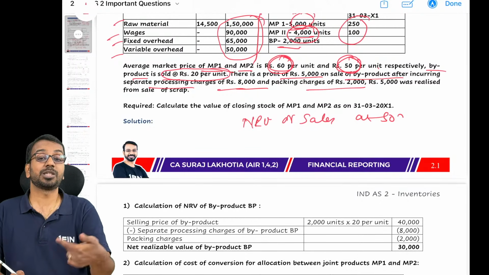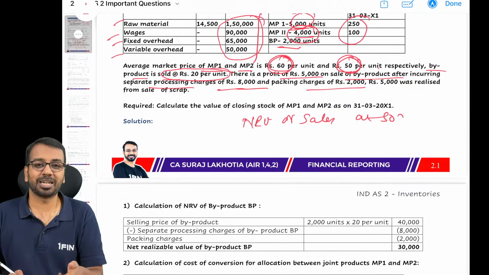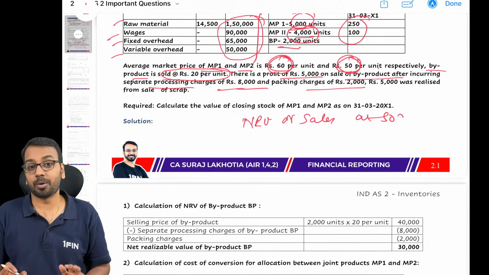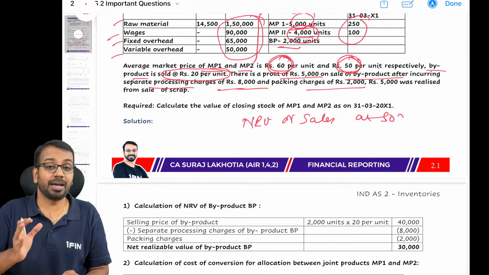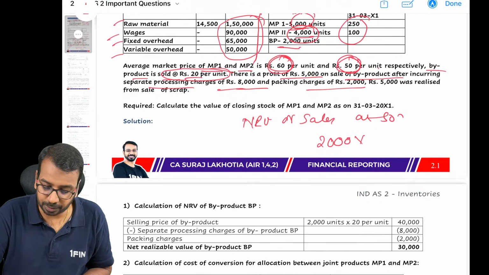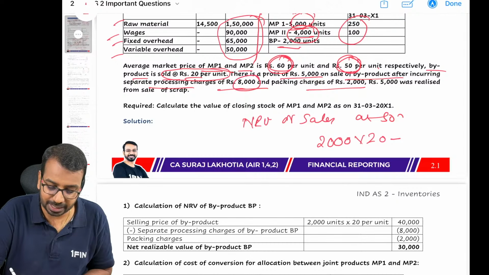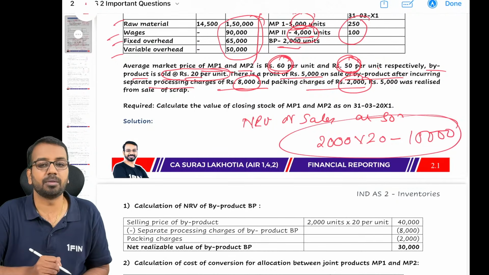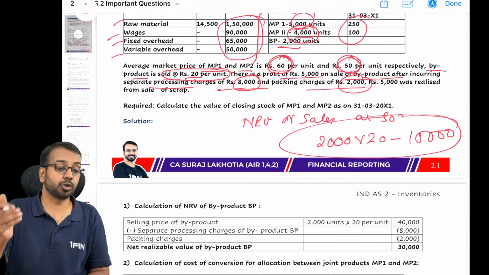Now here a lot of students make a mistake by reducing the profit element as well. We are not bothered about profit. What we are bothered about, how much is the net realizable value? Net realizable value is 2000 units produced multiplied by 20, sold at 20 per unit, minus 8,000 and 2,000. So this is the net realizable value which we will reduce from the joint cost.